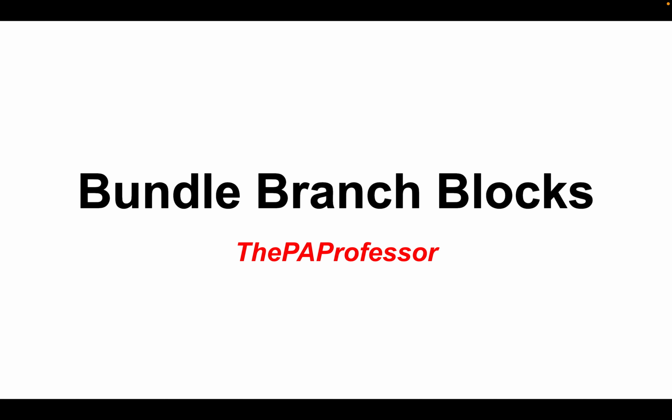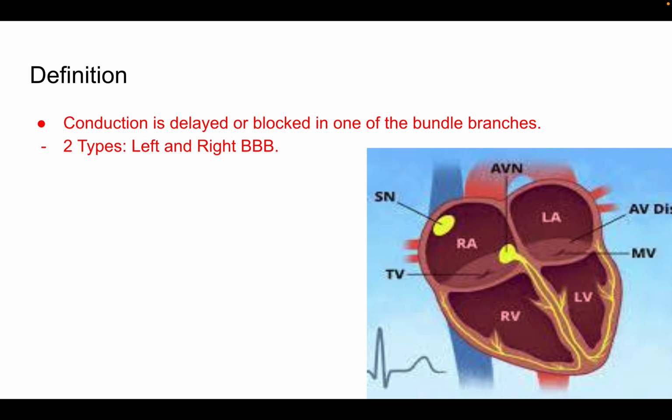We are going to cover bundle branch blocks, both of them. This is not a super high yield topic for the PANCE, EOC, EORE, stuff like that, but I cannot guarantee that you will not get a question about EKG interpretation on bundle branch blocks. So let's hit all the high yield information that you must know. My high yield definition of a bundle branch block is when conduction is delayed or blocked in one of the bundle branches.